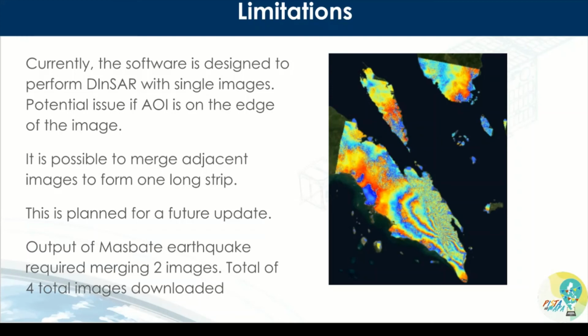Something like this happened during the Masbate earthquake. It required merging because the earthquake happened in the middle of two images. So it required a total of 4 images, which is around 20 gigabytes of imagery.